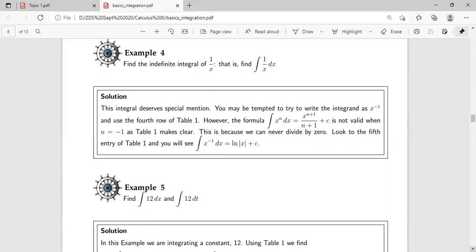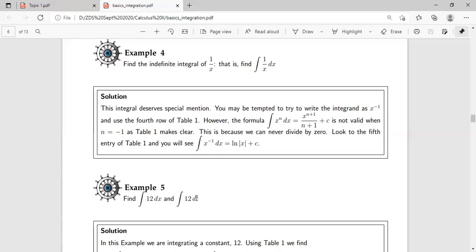You're going to introduce x, so this will be 12x plus c. And for the second one, the integral of 12 dt. So you can see here we are integrating with respect to t. Kindly note that. So as you integrate, you are going to get 12t plus c.